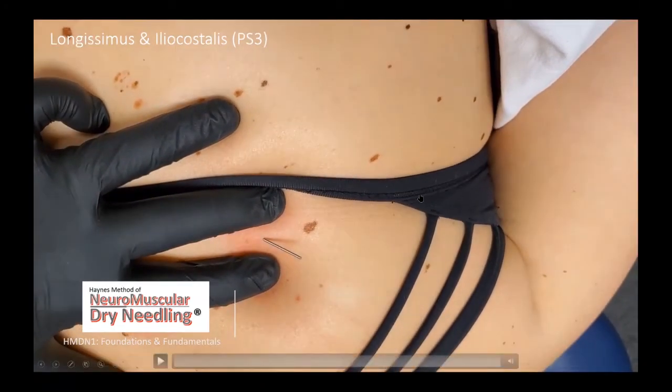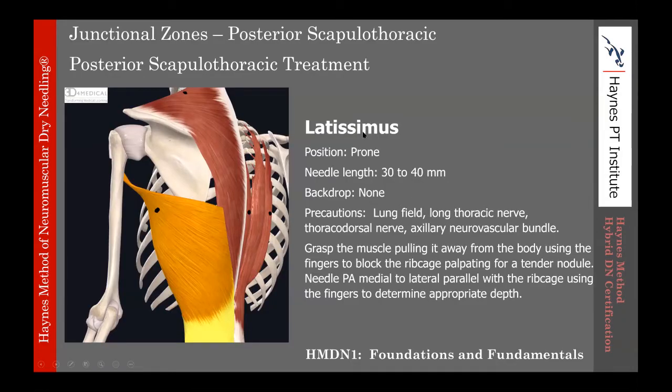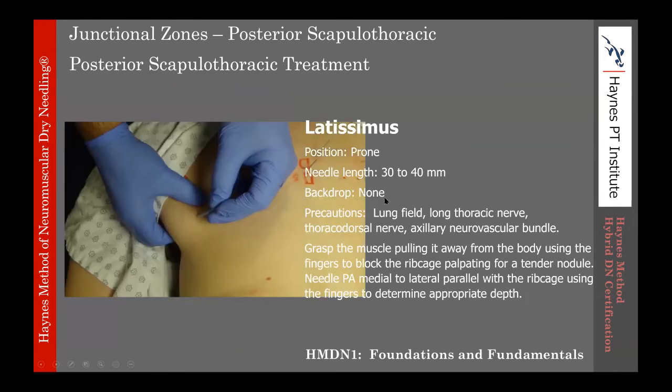So on that, we have a really oblique angle. Main thing we want to do is make certain that we don't drop down into that lung field, yet get plenty of penetrating depth through iliocostalis and longissimus. So we'll move on to latissimus. Again, a nice big muscle belly that can provide some really nice needling.